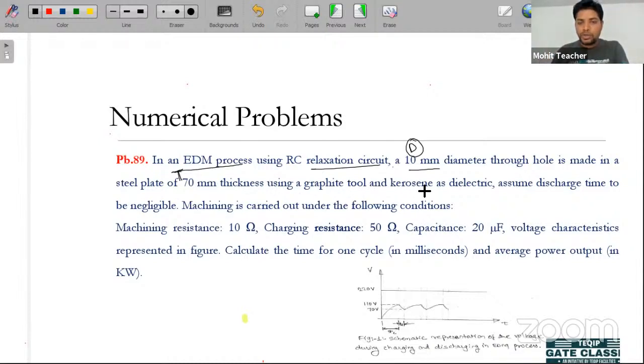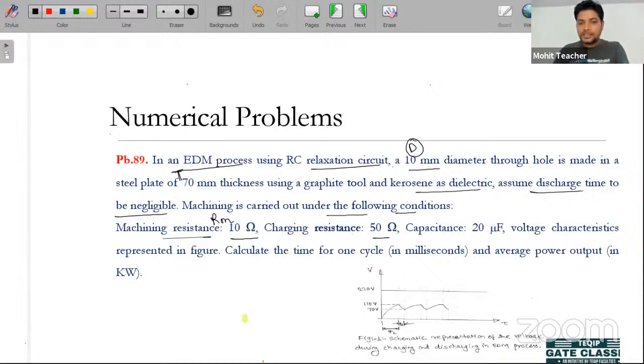Using a graphite tool and kerosene as a dielectric fluid, assume discharge timing to be negligible, ठीक है। जो TD है उसको हम negligible consider करके चलेंगे। Machining is carried out under the following conditions. The machining resistance Rm is given to you, that is 10 ohm.